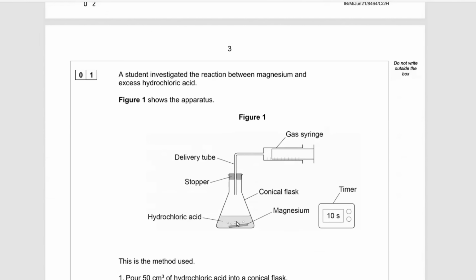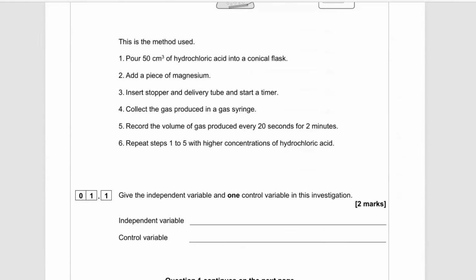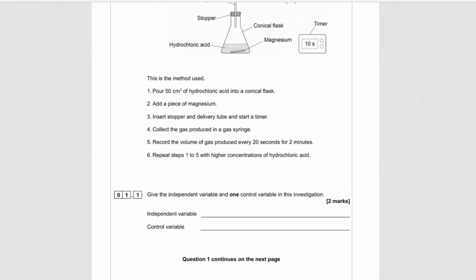So a student investigated the reaction between magnesium and excess hydrochloric acid. Figure 1 shows all the apparatus. This is the method they used. Pour 50 centimeter cubed of hydrochloric acid into a conical flask, add a piece of magnesium, insert a stopper and delivery tube and start a timer. Collect the gas produced in the gas syringe. Record the volume of gas every 20 seconds for 2 minutes. Repeat steps 1 to 5 at higher concentrations of hydrochloric acid.